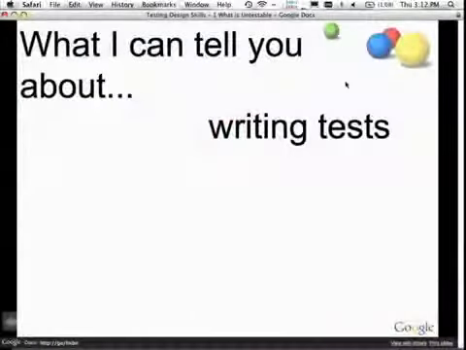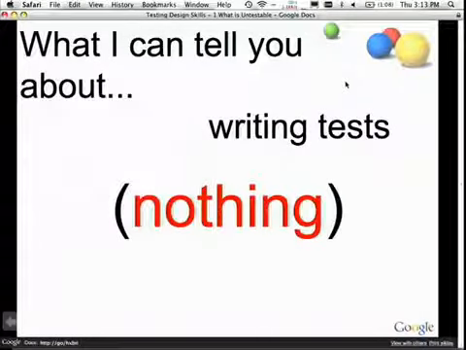So here's the thing. What can I tell you about writing tests? Turns out nothing. Like, I cannot teach you anything. There's no magic to writing tests. Absolutely none. There's a couple of frameworks, I mean, a couple of tools like EasyMock framework and stuff like that. But for the most part, there is no secret knowledge I have about testing. None whatsoever.